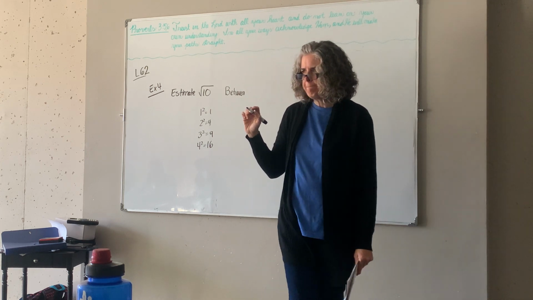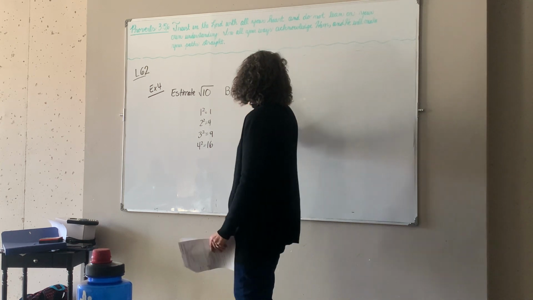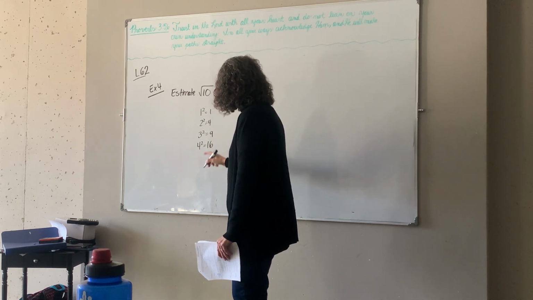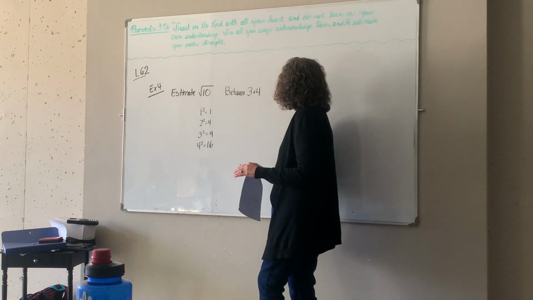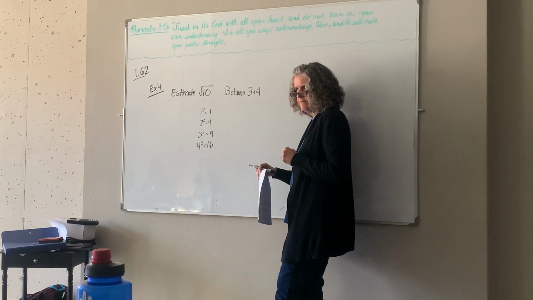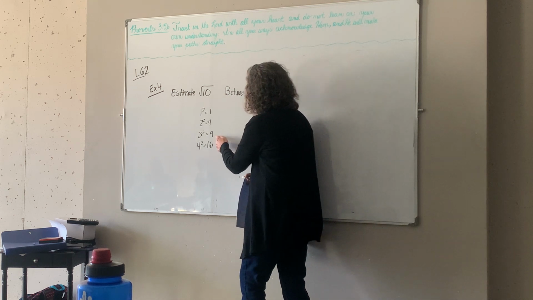What do you think? 3 and 4. Because 3 squared is 9 and 4 squared is 16. If someone pressed you and said, well, which one's it closer to? Is it closer to 3 or closer to 4? What would you say? 3. Closer to 3 because 9 is closer to 10.